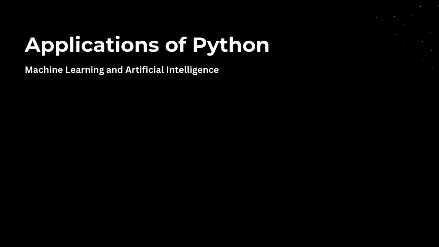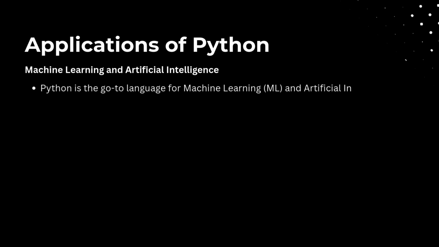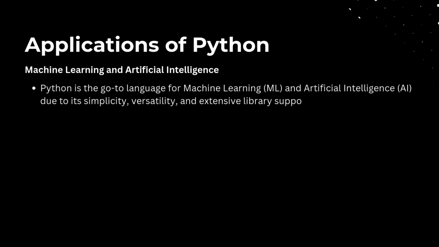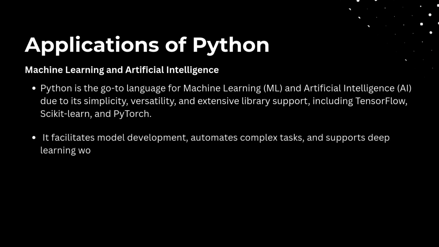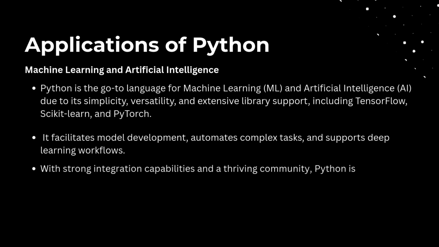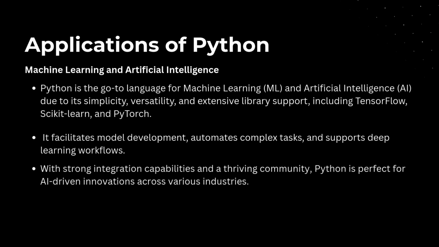Second application is machine learning and artificial intelligence. Python is the go-to language for machine learning and artificial intelligence due to its simplicity, versatility, and extensive library support including TensorFlow, scikit-learn, and PyTorch. It facilitates model development, automates complex tasks, and supports deep learning workflows with strong integration capabilities and a thriving community. Python is perfect for AI-driven innovations across various industries.